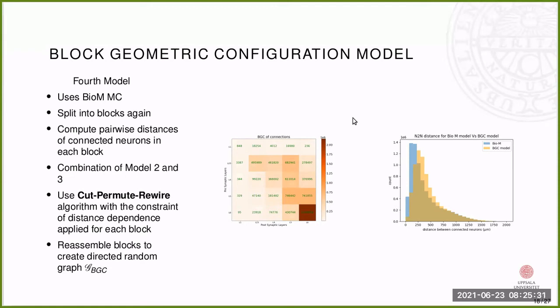So we can see that by splitting this into blocks, and also computing the pairwise distances of each neuron pairing in the blocks, this is a combination of our second and third models, whereby from the second model we're taking that geometric constraint, and from the third model we're taking that block constraint.